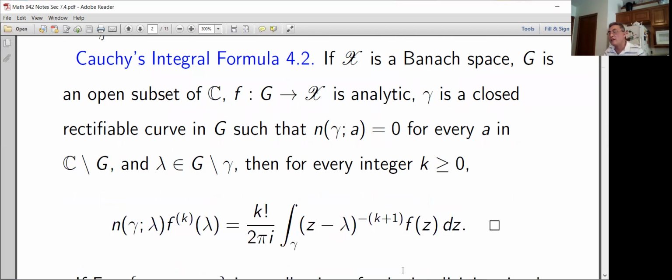Again, this formula is very similar to the corresponding formula in complex analysis, and the proof is very similar too. So we are not going to repeat the proof. We put this sign here, which means we are going to skip the proof. There's no proof for this theorem.